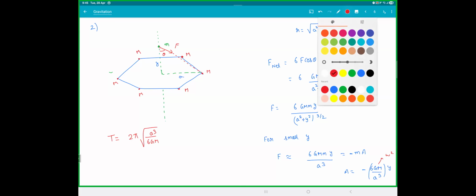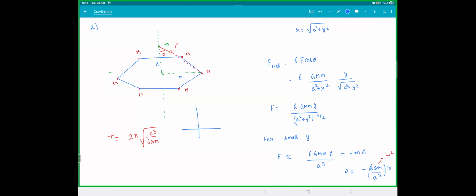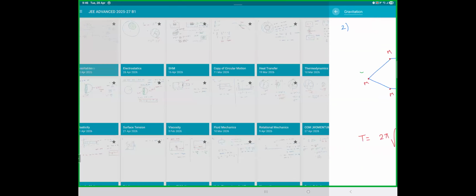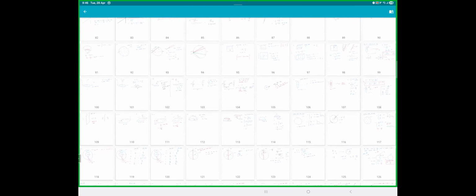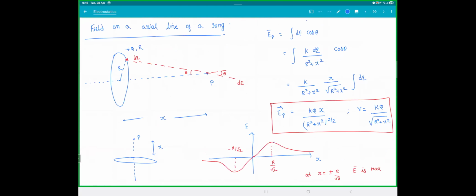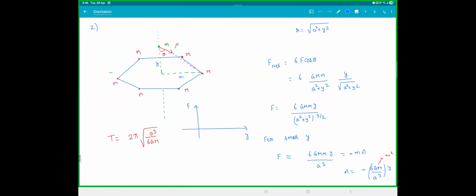And what about the graph? If you try to plot the graph, he's asking only for y positive anyway. So F versus y graph. This thing, doesn't it look like this, kq x by r square plus x square whole power 3 by 2? It looks exactly like that function. Look at this. It's x by r square plus x square to the 3 by 2. Everything else is just a constant. It looks the same thing. It is y by a square plus y square to the 3 by 2.